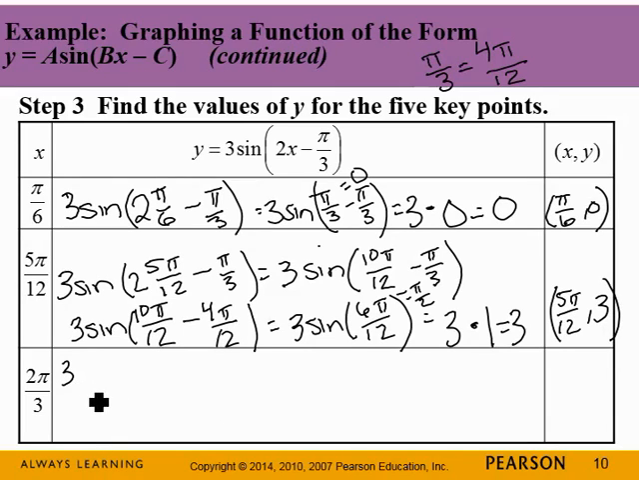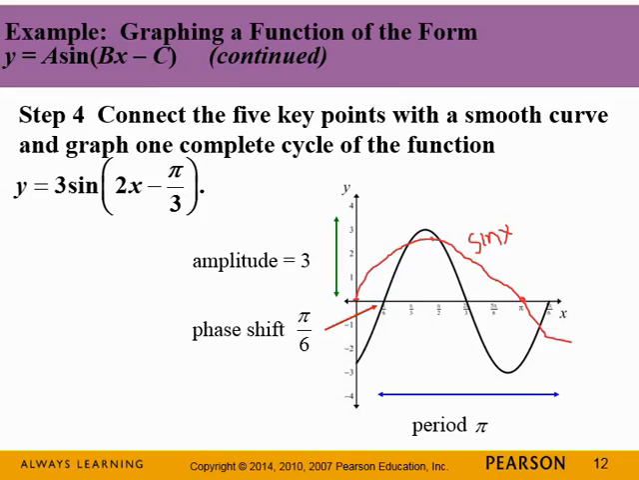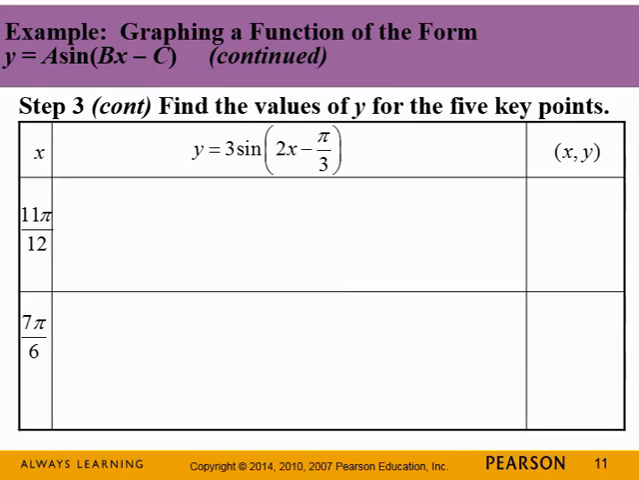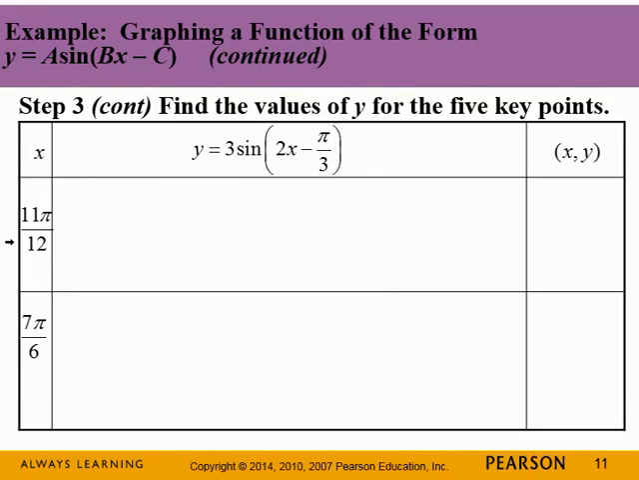So why don't you try this one on your own. Sorry, you're going to do 3 values on your own. You're going to do 2 pi over 3, and then 11 pi over 12, and 7 pi over 6. So pause your video, solve those, and come back and check your answer.